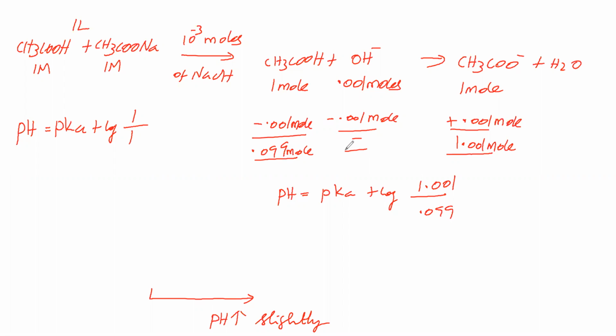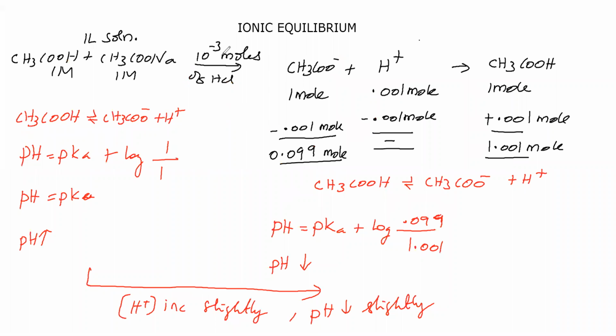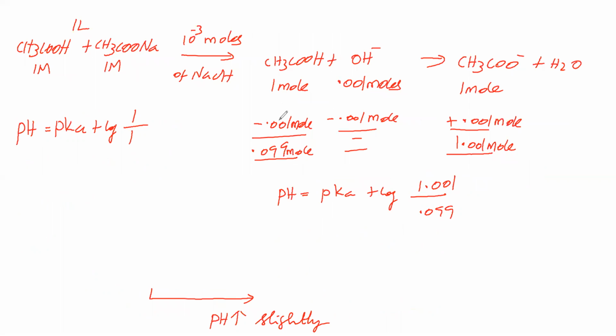How did pH increase slightly? In the previous case we said, here we were adding HCl. The H plus given by HCl is completely consumed by acetate ion, but that is converted into acetic acid. Therefore, concentration of acetic acid increased. So, extent of dissociation increased. Therefore, H plus concentration increases slightly. Therefore, pH decreases slightly, we said. Now, in this case, the added hydroxide is removed by acetic acid, then how will pH increase slightly?